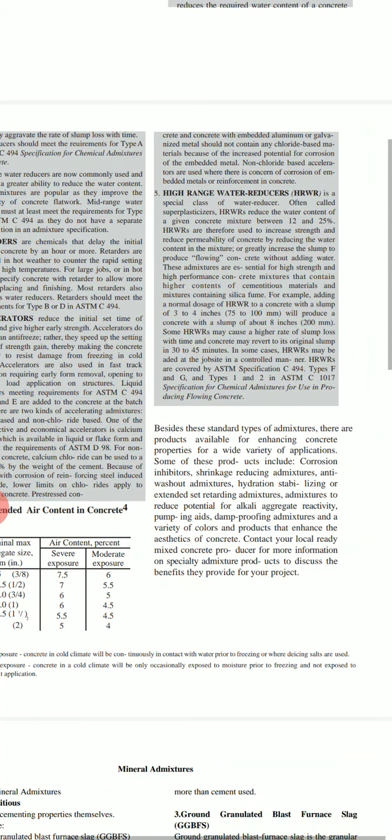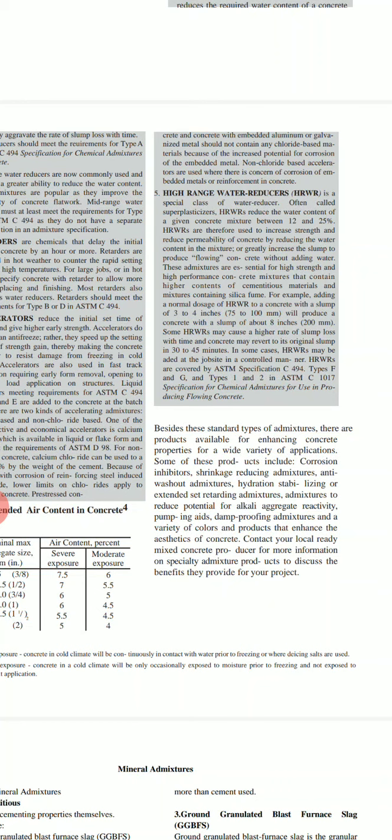The next type of chemical admixture is high range water reducers. It is a special class of water reducer, often called super plasticizers. These are used for reduction of water content in concrete. The high range water reducer reduces the water content of a given concrete mixture by 12 to 25%. So whatever water is present in the mix will be reduced by 12 to 25%.